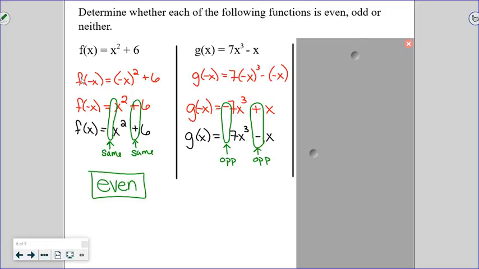So little tips and tricks like that might help you when testing for symmetry and for odd, even, and your options are odd and even. Remember, the word odd starts with an O, and it's also the one that has symmetry about the origin and has all opposite signs when we plug in a negative x. So we would call this an odd function. Okay, let's look at one more example here.